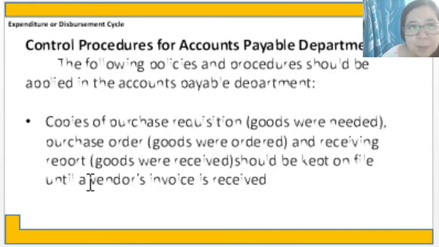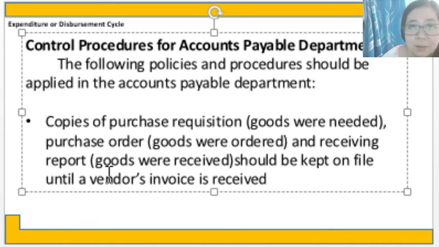Another is that copies of the purchase requisition, the goods which were needed, the purchase order, those goods which were ordered, as well as the receiving report, the goods which were received, should be kept on file until a vendor's invoice is received. All of these will be matched together with the vendor's invoice before the disbursement later on is paid by the treasurer's department. These are the source documents for the recording of the purchase transaction.